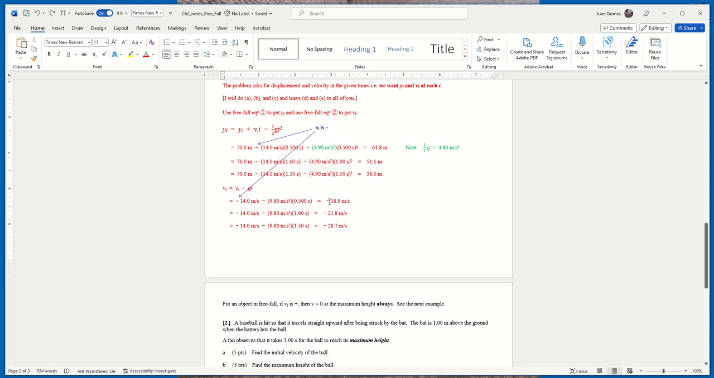So notice you get minus 18.9, then minus 23.8, minus 28.7 meters per second. In other words, it's speeding up in the negative sense. It makes sense. As it's falling, the acceleration due to gravity is causing it to speed up. It's falling faster and faster.